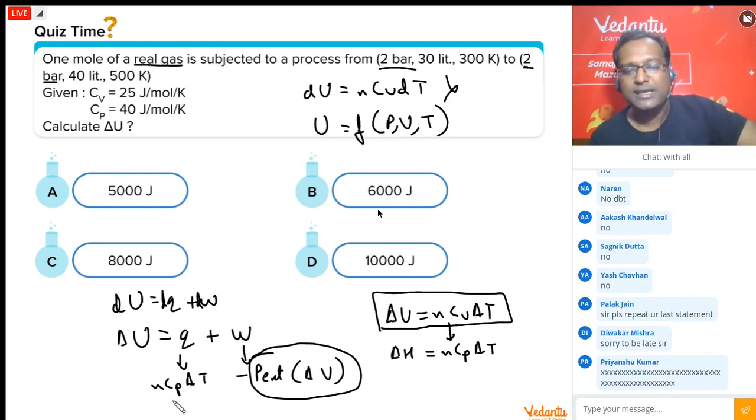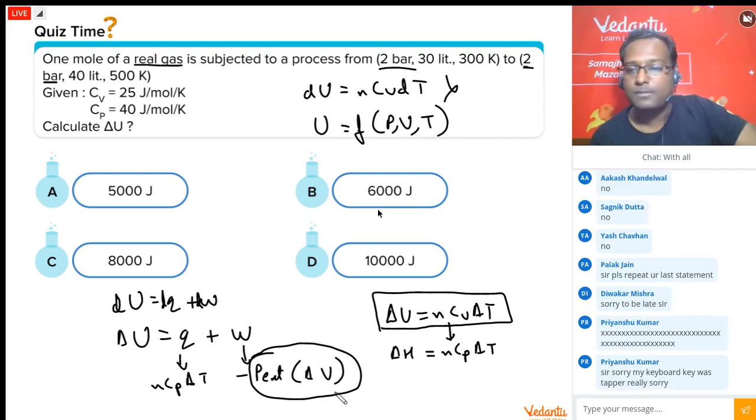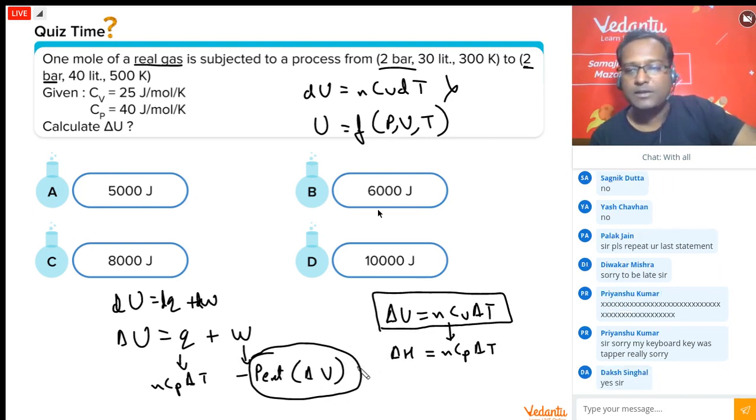Sir, it looks like if I write P delta V as nR delta T, this would become nCv delta T, isn't it? So why couldn't we directly use nCv delta T? We cannot write P delta V as nR delta T because it is a real gas, not an ideal gas. No problem, no problem. Clear, guys? Palak now understood?